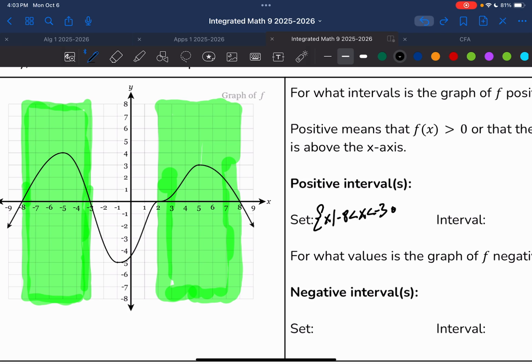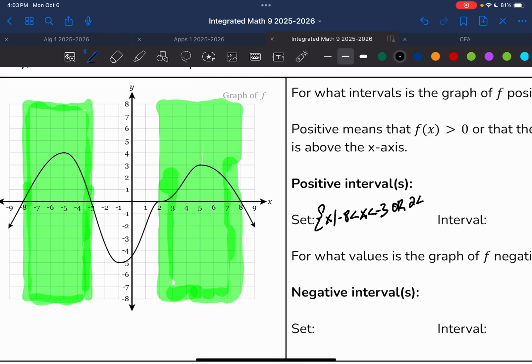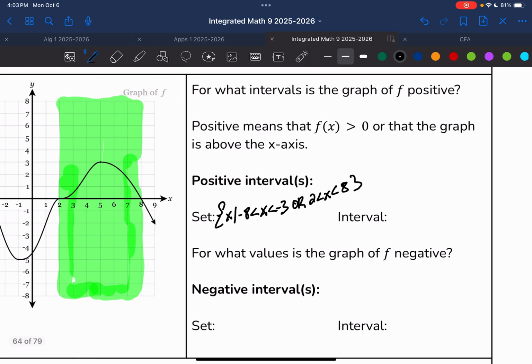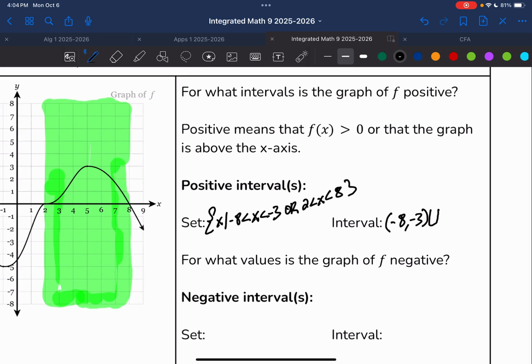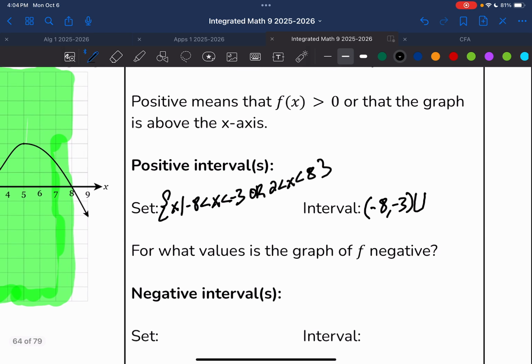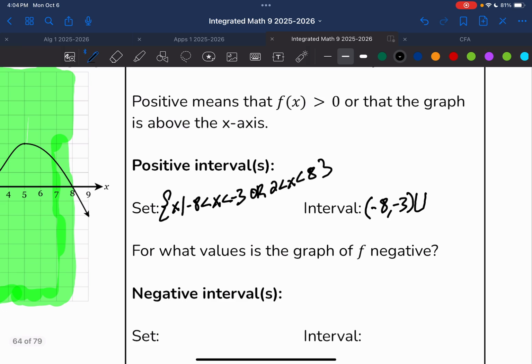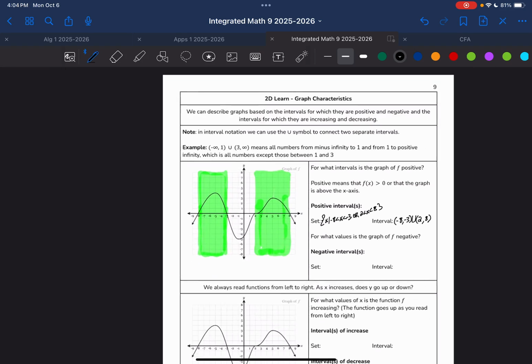Or, right, that's how we connect two inequalities. 2 is less than x is less than 8. All right, we can represent that using our interval notation too, where the first interval is going to run from -8 to -3. Then we can put this U shape. That U shape means union. It means we're kind of taking either in this interval or in that interval. And that's going to run from 2 up to 8.